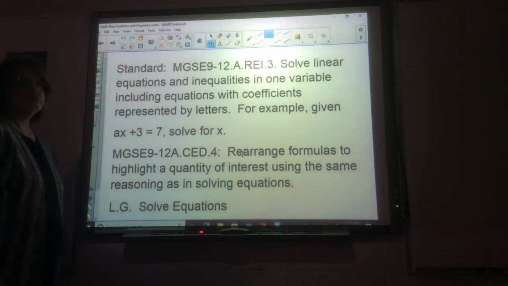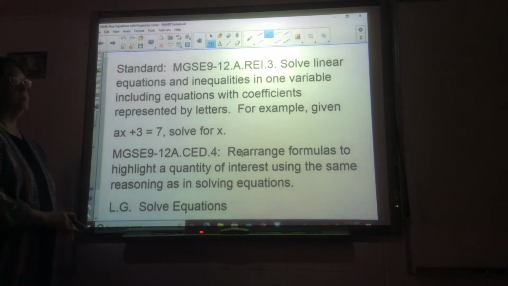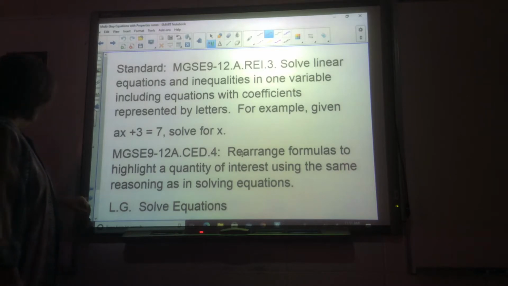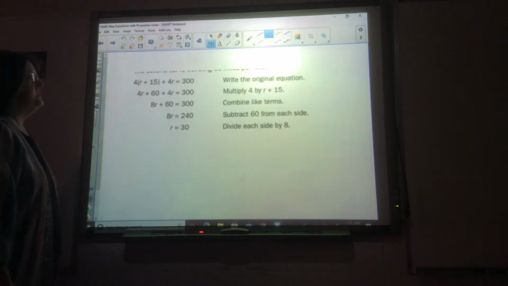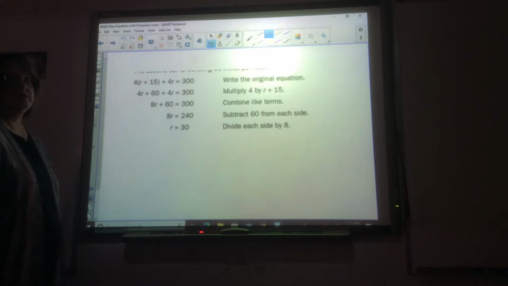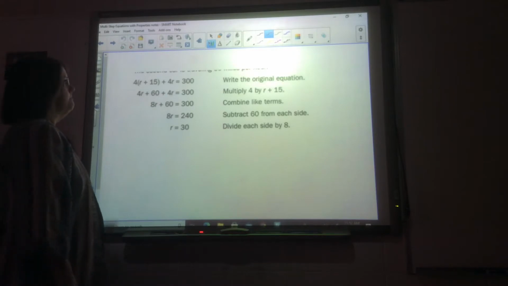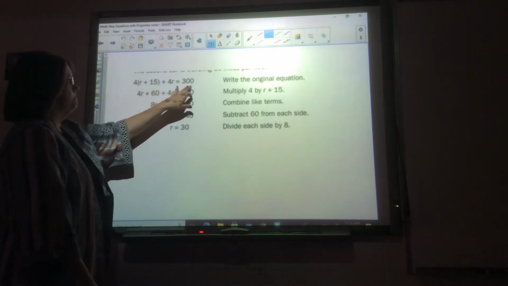Okay, today we're going to solve multi-step equations, but we're also going to write the properties that we use to solve those equations as reasons, kind of like in a proof. And these are the examples that I found on the state Algebra 1 Milestones study guide. Okay, this is the original equation.